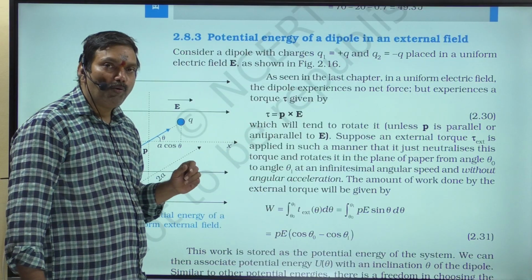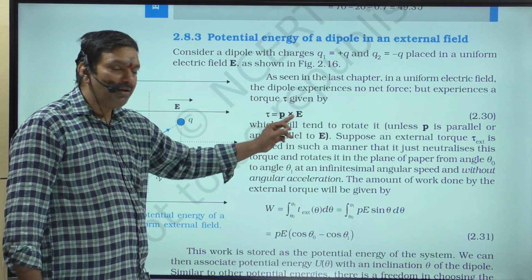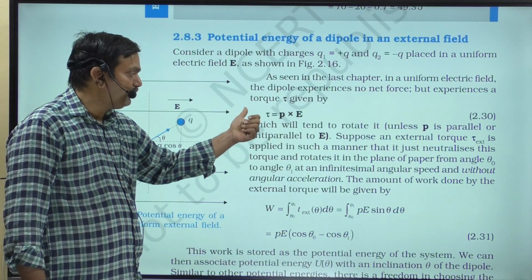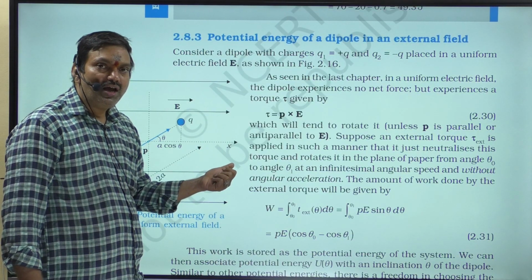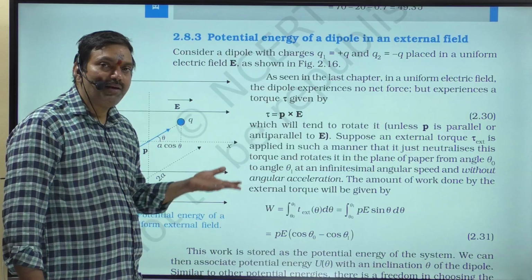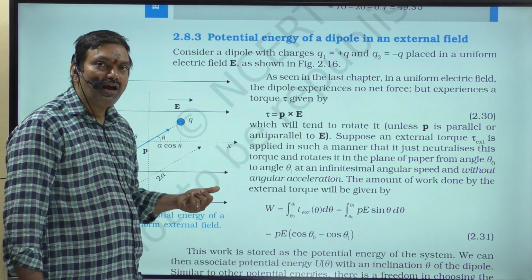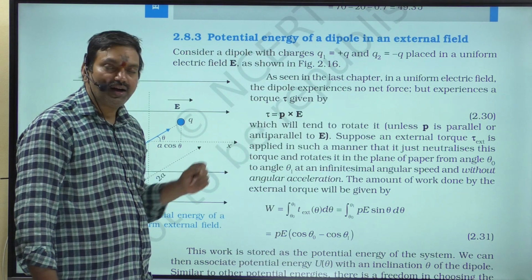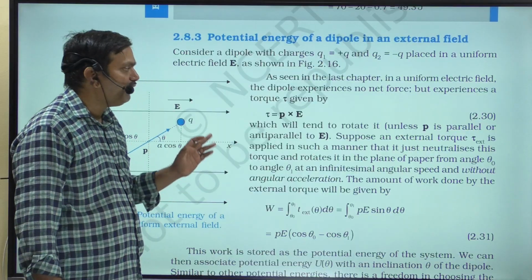If P bar is a dipole moment vector and E bar is the electric field, P bar cross E bar is again a vector. So torque is a vector. Torque is the angular analogy of force. That means in linear motion there is force, and the analogue of force in angular motion is torque. So therefore, torque is obtained as P bar cross E bar. That's what we have seen.